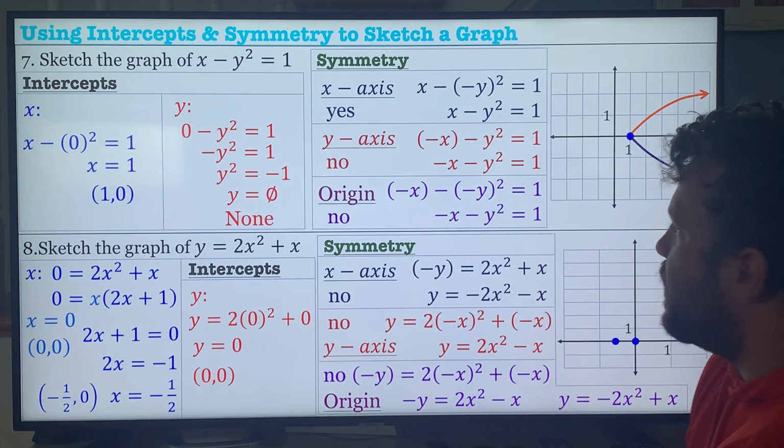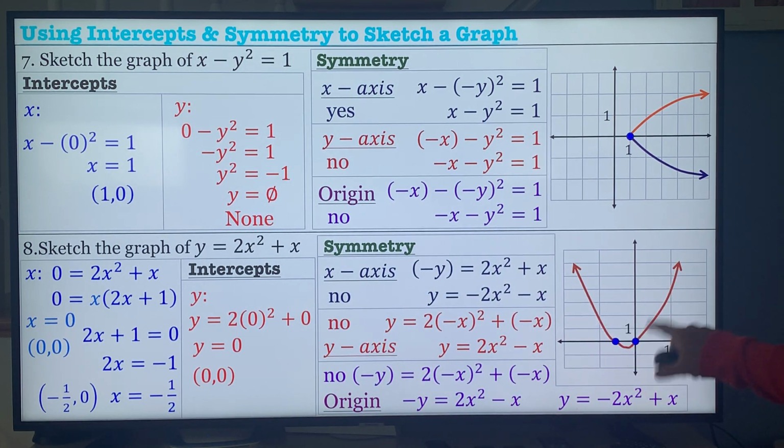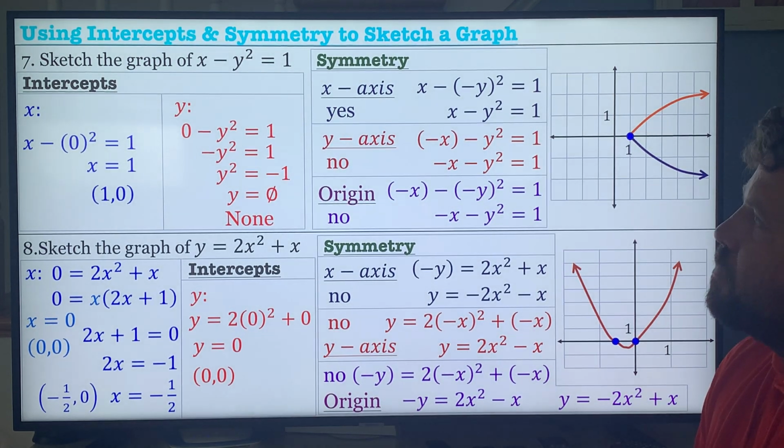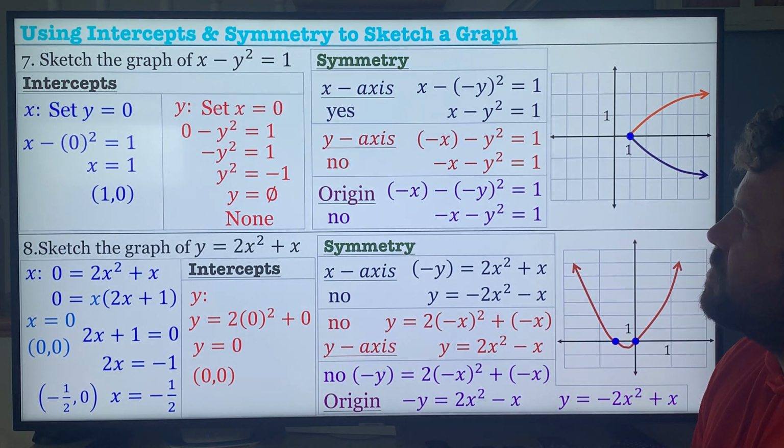All right, this is a parabola. If I was going to graph it, as you can see from this picture, it's not symmetrical about the x, not symmetrical about the y, not symmetrical about the origin. All right? Don't always think everything has to be symmetrical. All right, so we go with this stuff. Awesome.